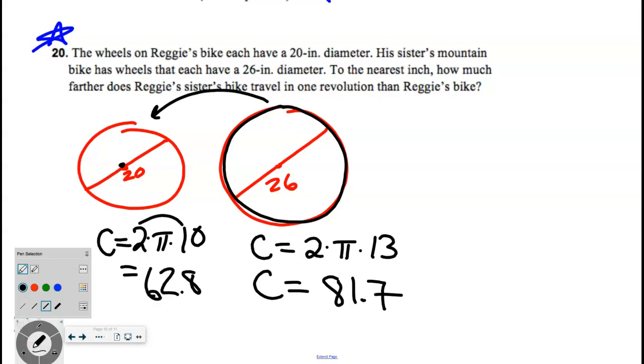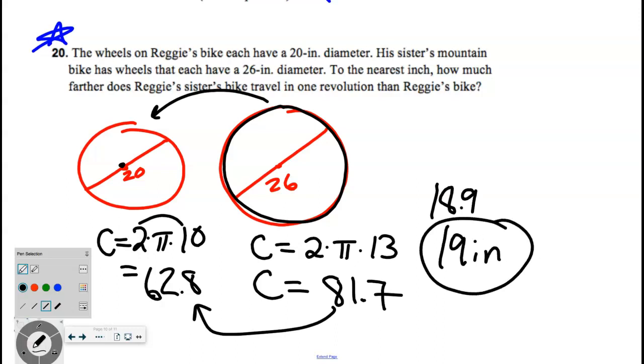So the question was, how much farther does this one travel than this one? So if you could subtract those for me, Bjorn. What do you get? 18.9. 18.9, and this said to the nearest inch, so 19 inches, or about 1 foot and 7 inches farther. All right? That's it for yesterday. So you feel like you got enough notes in Delta to be okay with that? When I shorten stuff, I just want to make sure I don't shorten it too much.